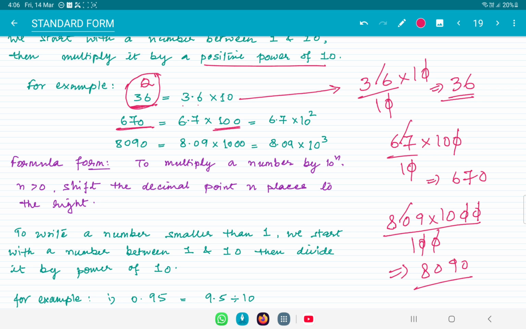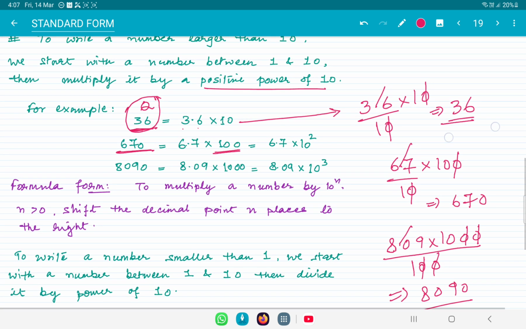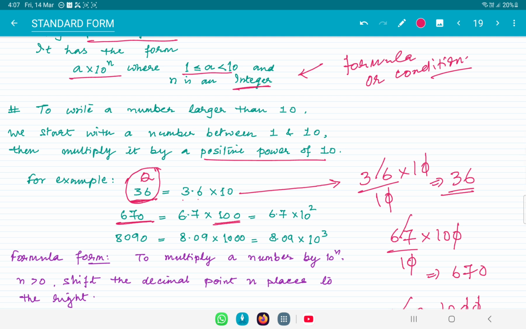Okay, so how will we judge? Next question, how can we say that we will write 3.6, we will write 6.7 into 100, or we will write 8.09 into 1000? Just see what happens when they give you 36. Just remember, only one digit should be before the decimal. So where should we put it? In between 3 and 6.